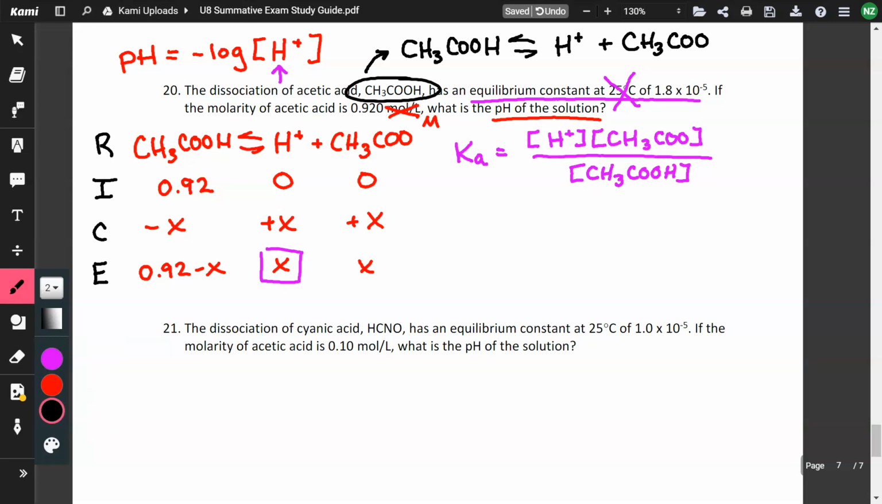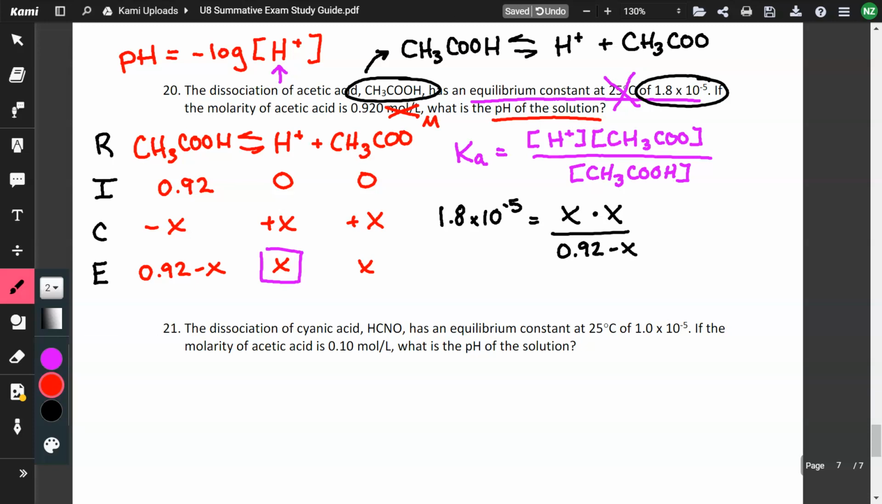Okay, let's plug in everything we have. So we have our equilibrium constant. That comes right from the question. So 1.8 times 10 to the minus 5. H plus right now is just x. And CH3COO is also just x. And then in the denominator, we have 0.92 minus x.